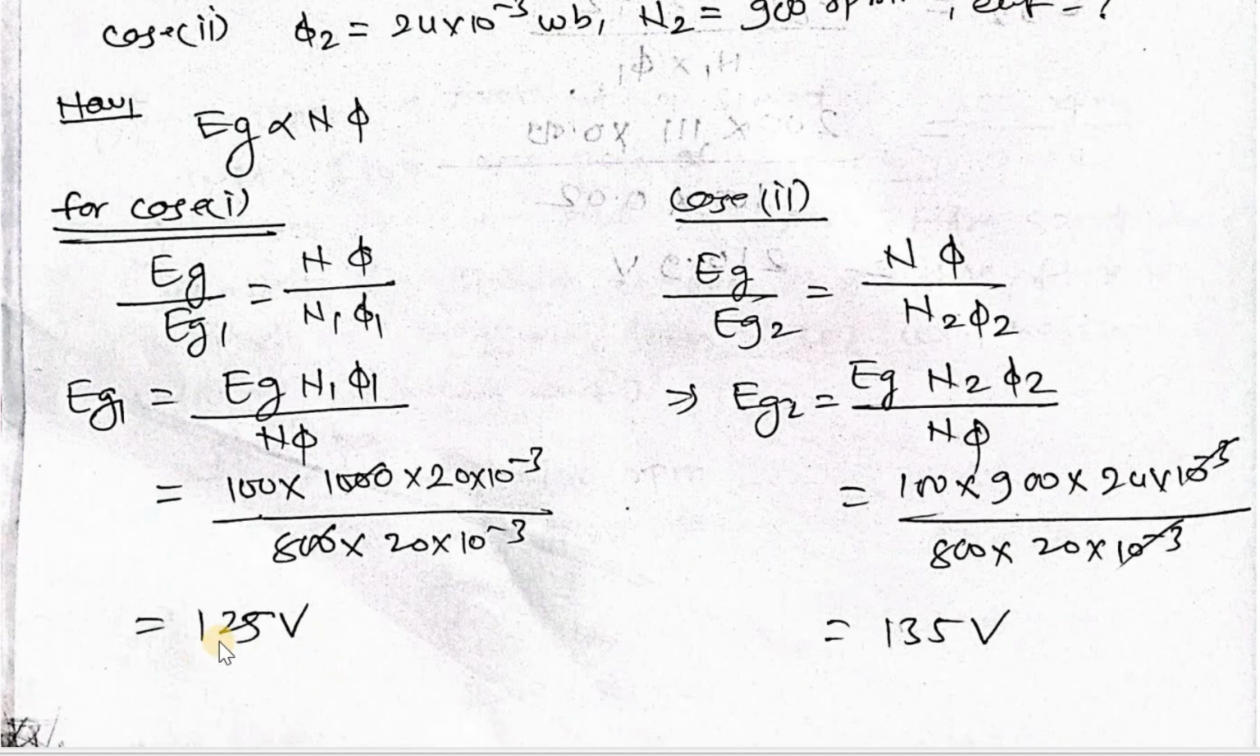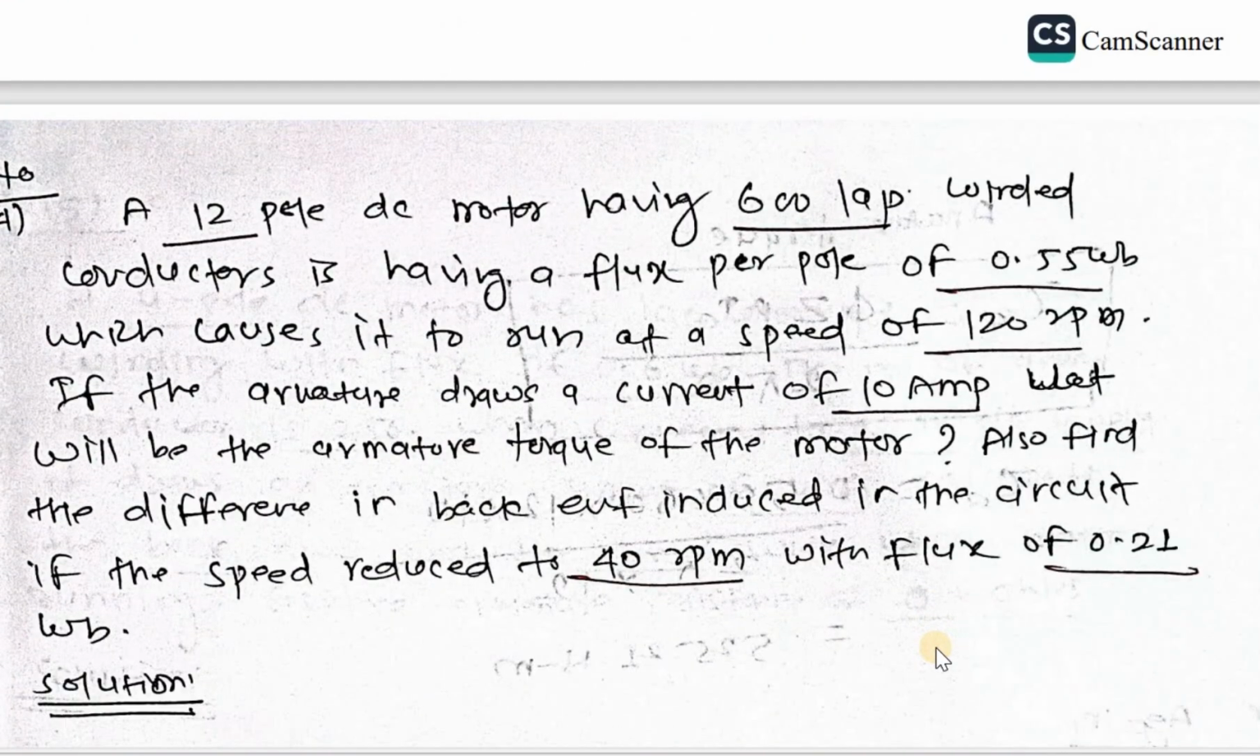So we can get the value 125 volt for case first. For case second, Eb1 upon Eb2 equal to N1 phi 1 upon N2 phi 2. Then you can get the value of Eb2. Put all the values, that is the value of Eb1, N2 phi 2, N1 phi 1, then you can get 135 volt.